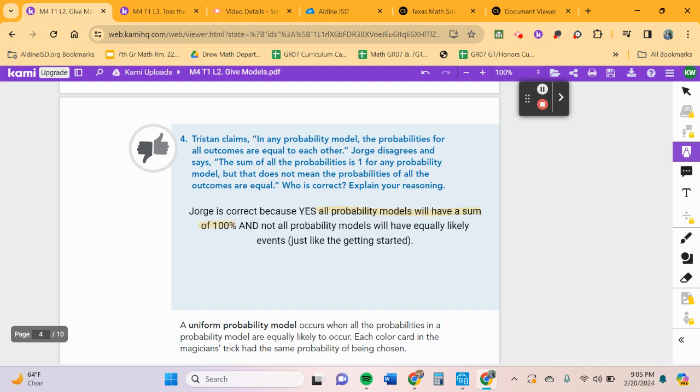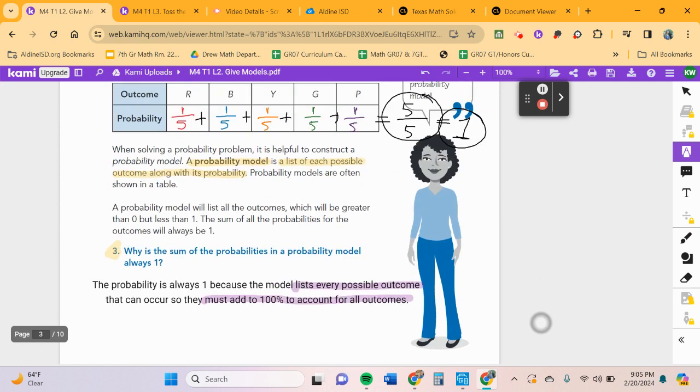Alrighty, let's see who's correct. If you said Jorge is correct, you're absolutely right. Jorge is correct in this situation because, yes, he's right. All models will have a sum of 100%. We just talked about that. And also, not all probability models will have equally likely outcomes, not events, outcomes. Typo, y'all. Just like the getting started. So let me show you what I mean.